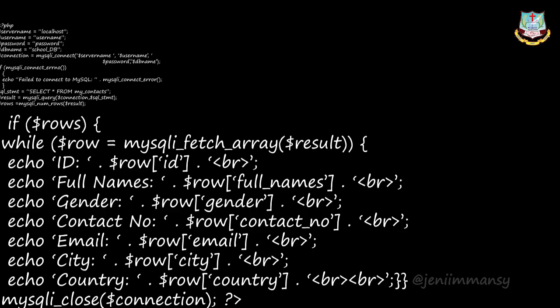Now we have given all the execution processing steps and every statement, right? Now we have to close this. For closing, what function did we see? MySQLi underscore close, right?